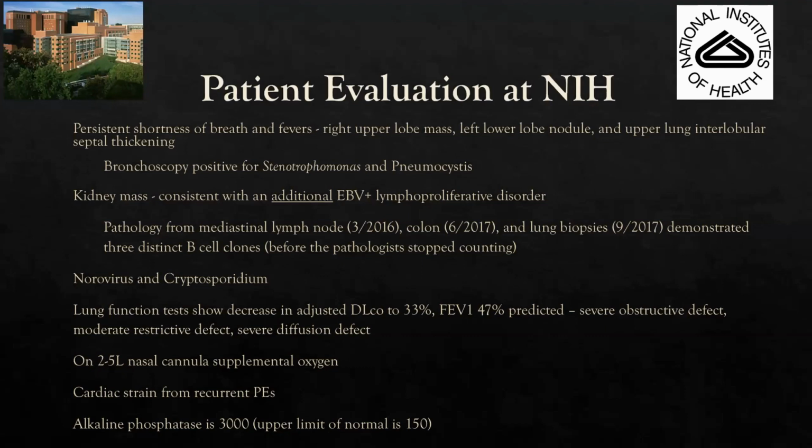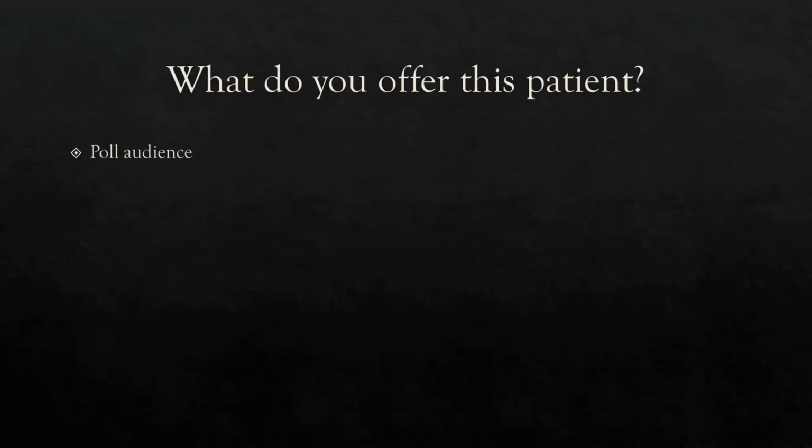He's on 2 to 5 liters of nasal cannula supplemental oxygen. He's had multiple PEs and has some cardiac strain from that. His alkaline phosphatase is 3,000 from the cryptosporidium. And so another audience poll: what do you do now for this patient?